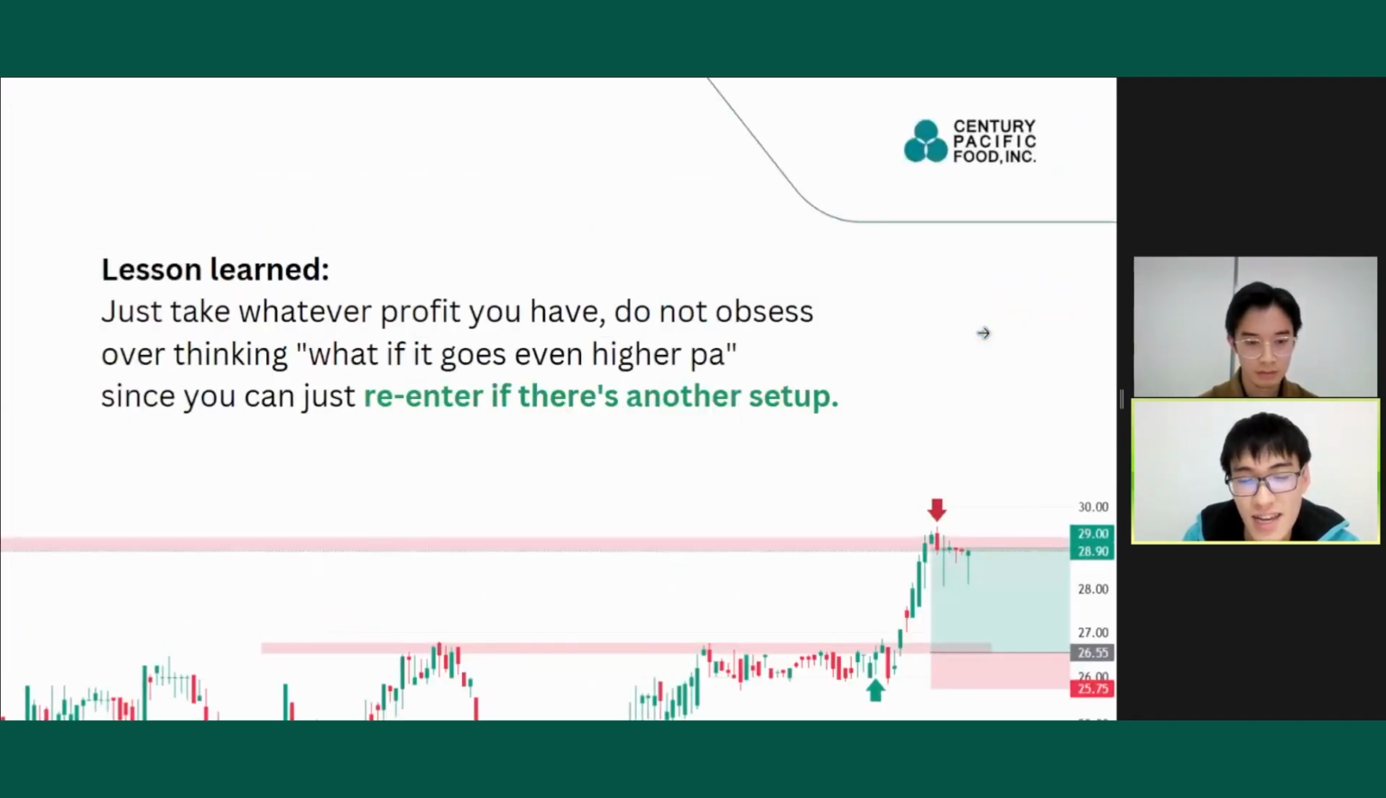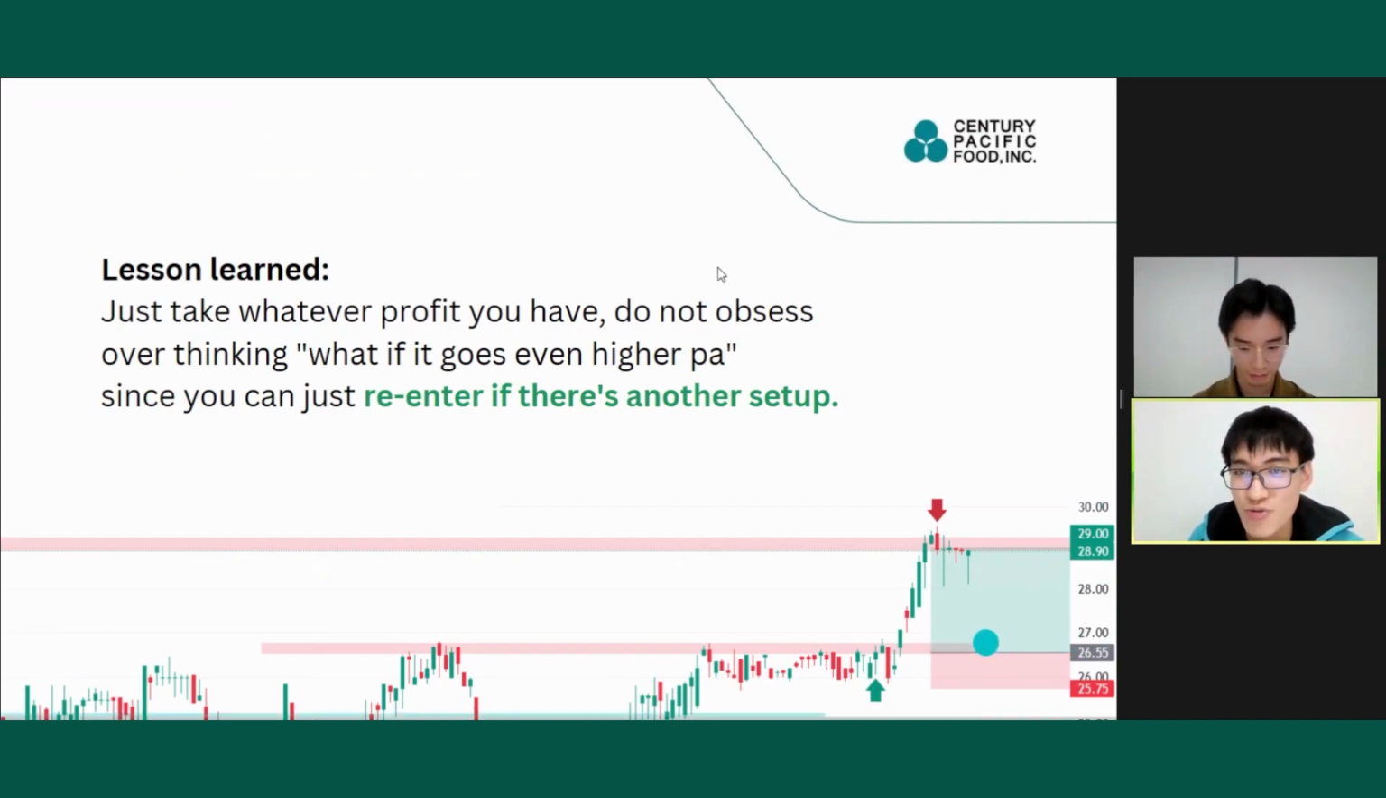So there, lesson learned, just take whatever profit you have. Do not obsess overthinking what if it goes higher pa, right? Because you can always re-enter if there's another setup. So I think this is really what holds people back. Like when taking profits, they're like, paano kung tumaas pa lalo, right? Parang, if I sell now and it goes up higher, I'll feel worse, di ba?